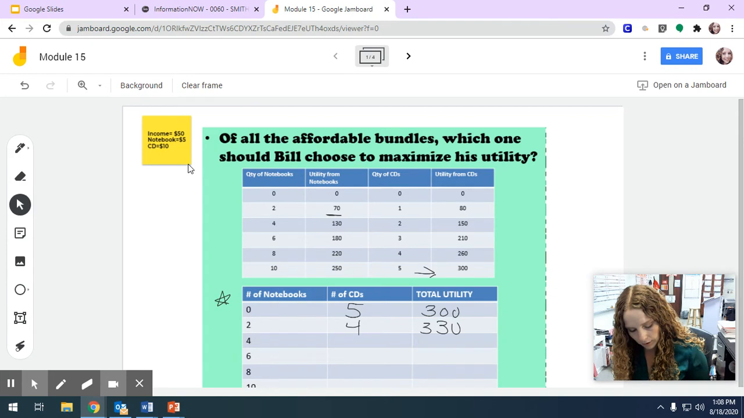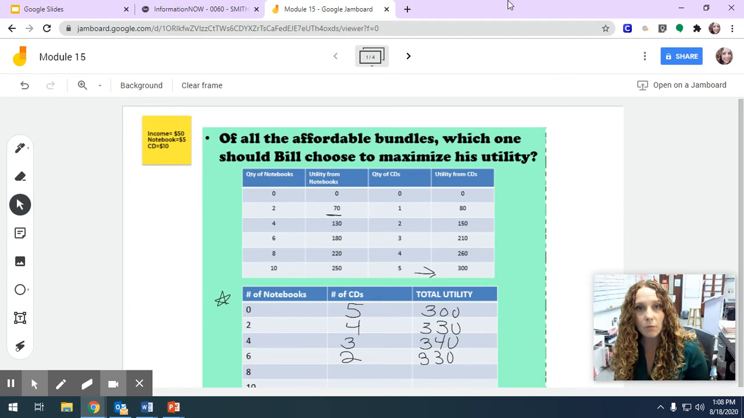Okay, at 4 notebooks, that means he's spending $20 on notebooks, which means he can buy 3 CDs at $10 each. 3 CDs, that is 210, plus the 4 notebooks, that's 130. His total utility is 340. At 6, that means that he is now spending $30 on notebooks, meaning he can only get 2 CDs. 6 notebooks gives him 180 utils, whereas the 2 CDs is 150. So his total utility there is 330.